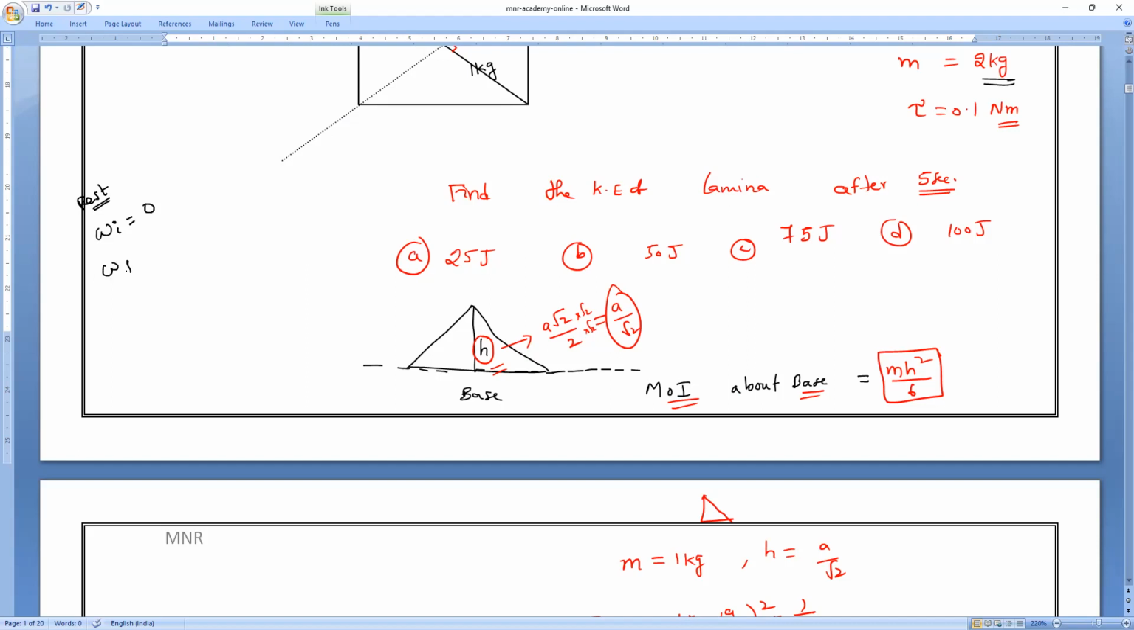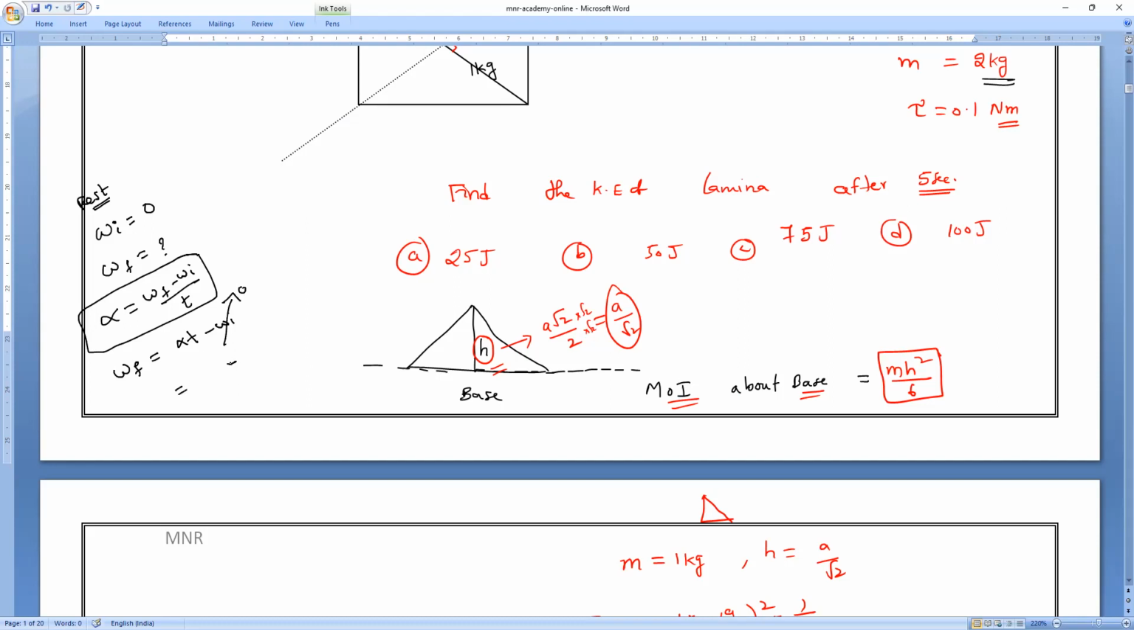And what is the final angular velocity? That is only what we want now. So what is the formula? Alpha is equal to the final angular velocity minus the initial angular velocity divided by the time period. That is only the formula. Am I right or wrong? So the final angular velocity is equal to alpha t plus the initial angular velocity. We all know that the initial angular velocity is already 0. But what about the alpha?